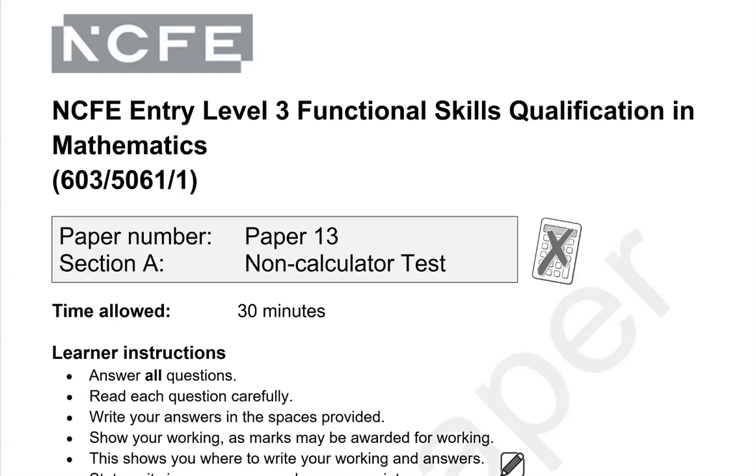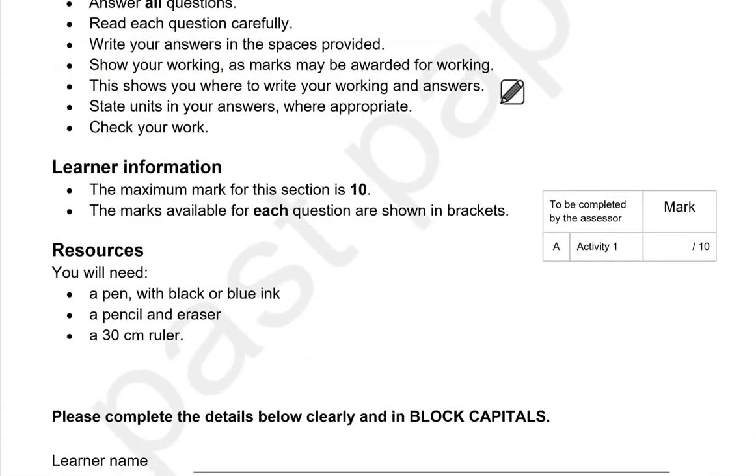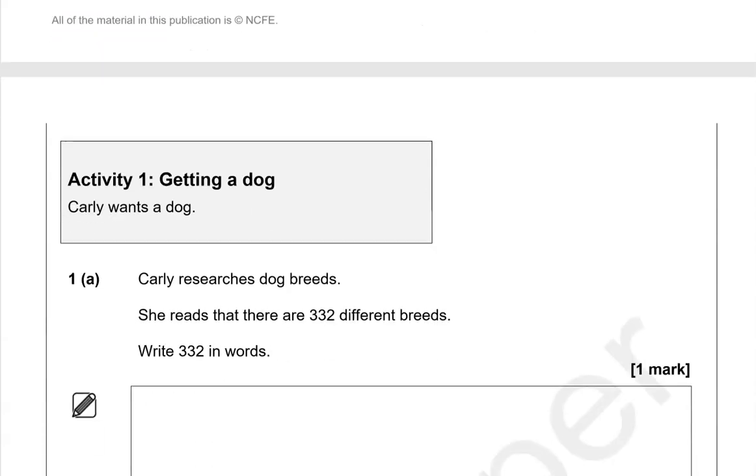This is an Entry 3 Functional Skills Maths paper from NCFE. It's split into two parts. In the first part, you can't use a calculator, but you can in the second part. This is the first part.